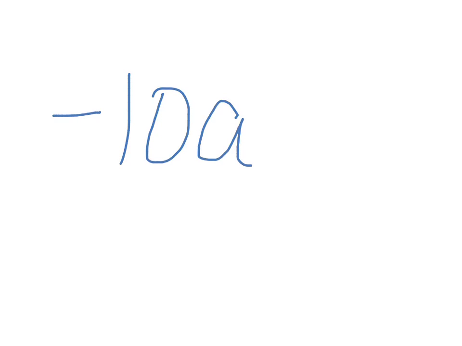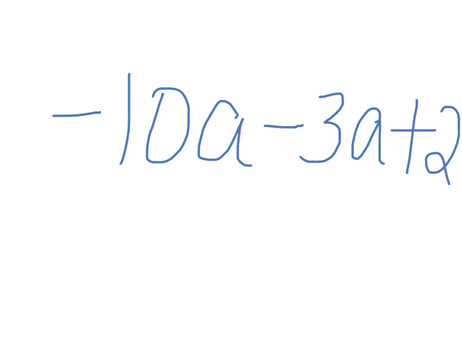So last example, that will be negative 10a. Remember guys that aside from x and y, you can use any variable. You can see examples where the variable is not just x and y. It can be any letter from a to z. So negative 10a minus 3a plus 2.